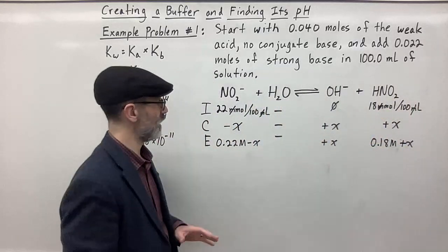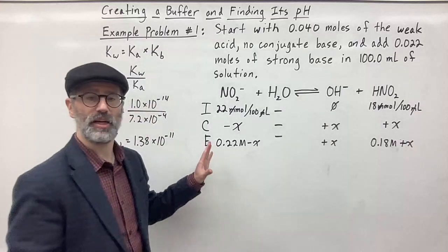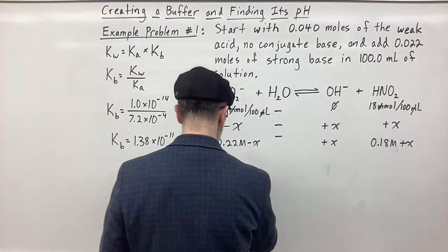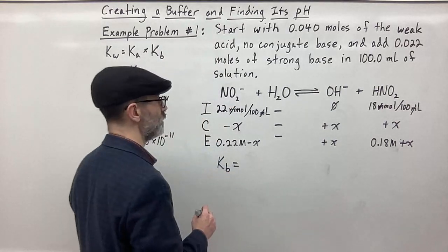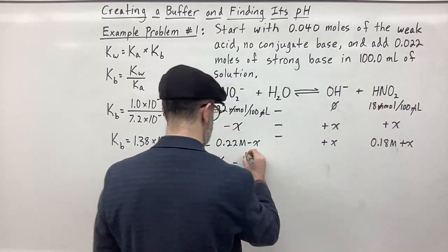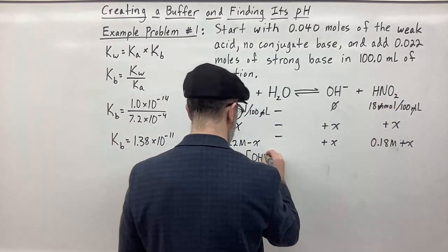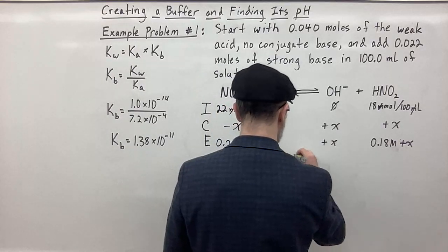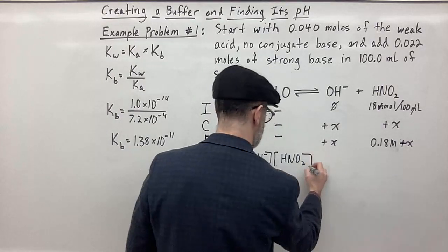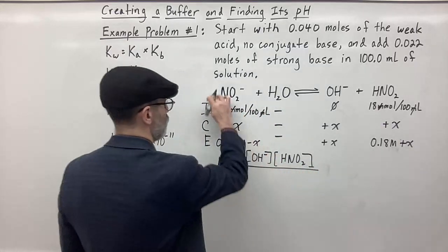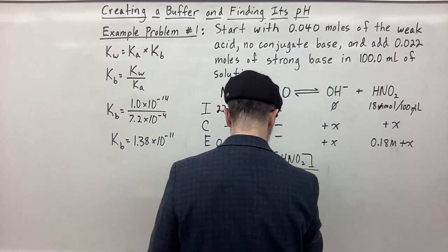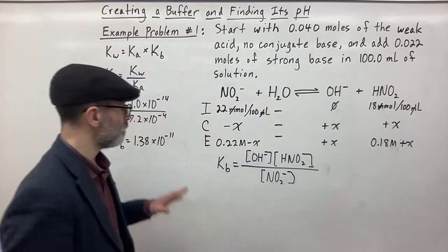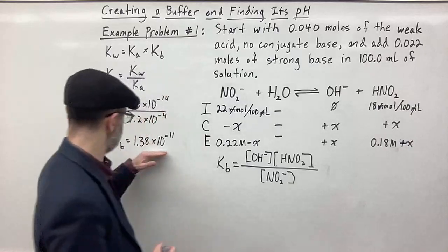Okay, now we can set up our equilibrium constant expression. So remember your Kb is going to be products over reactants. So we have the concentration of OH minus times the concentration of HNO2, divided by the concentration of NO2 minus. And again, that's going to be equal to this value here.